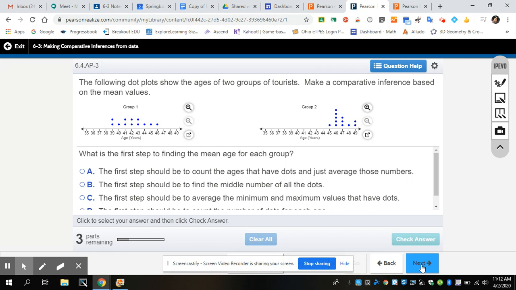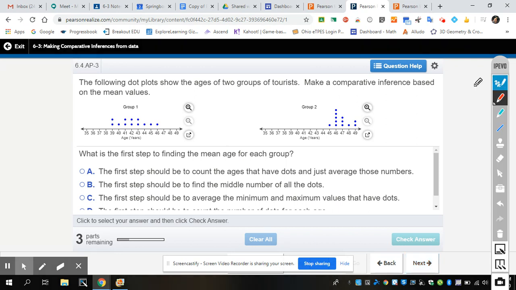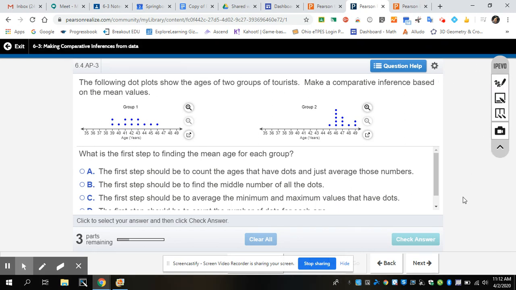All right. How would you find the middle? This one is actually a mean, not median.